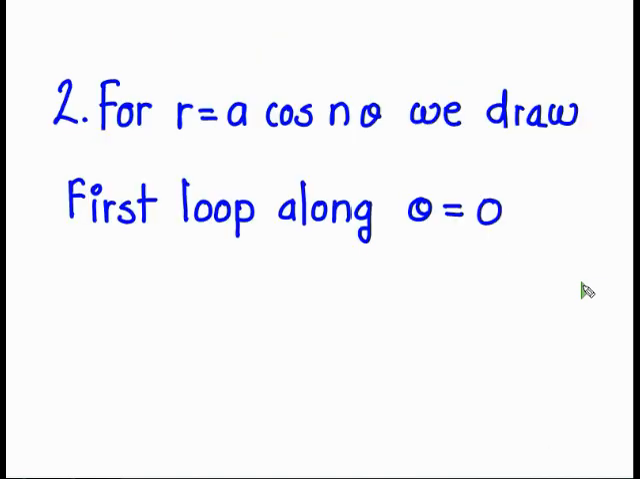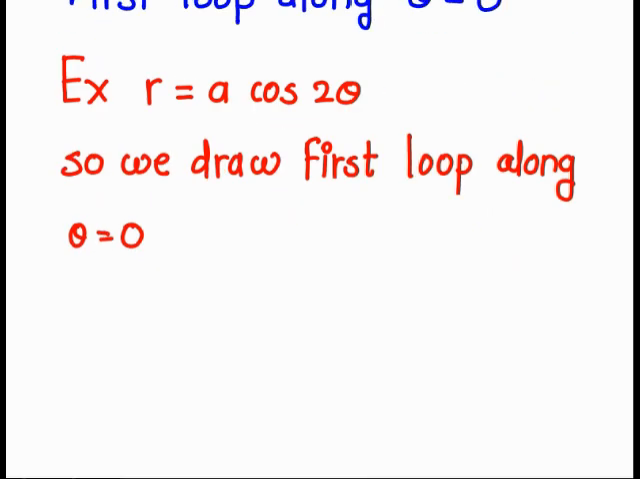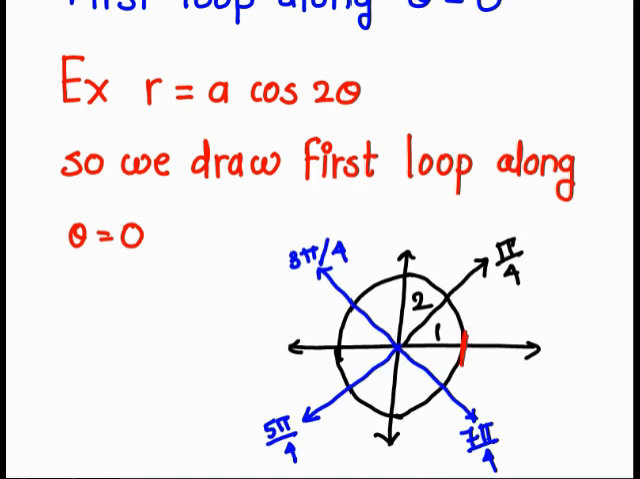And for r is equal to a cos n theta, we draw the first loop along theta equal to 0, meaning whenever there is a cos angle, we need to start from theta is equal to 0. So let's take an example. r is equal to a cos 2 theta, n value is equal to 2, and since we have cos, we need to start from theta equal to 0. So first we draw along theta is equal to 0 like this. So we draw starting from theta equal to 0.